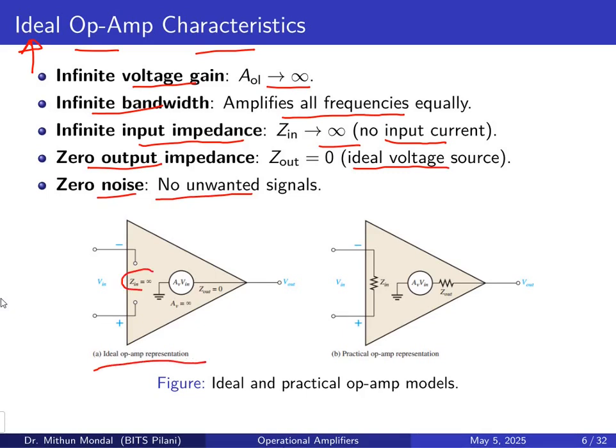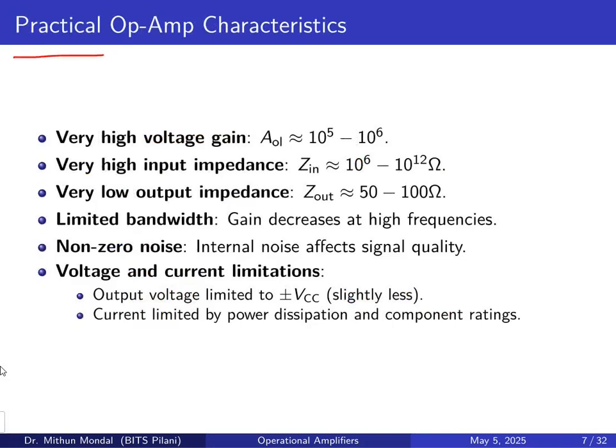You can see here the input impedance is treated to be infinite. The output impedance is zero. The voltage gain is infinite. On the other hand, the practical op-amp will have certain values of input impedance, output impedance, and voltage gain, and the signal will be corrupted by noise. So practically the op-amp open loop voltage gain is very high, in the range of 10 to the power 5 to 10 to the power 6. Input impedance is also very high, 10 to the power 6 to 10 to the power 12 ohms. Output impedance is low, around 50 to 100 ohms. The bandwidth is limited, so the gain will decrease at high frequency.